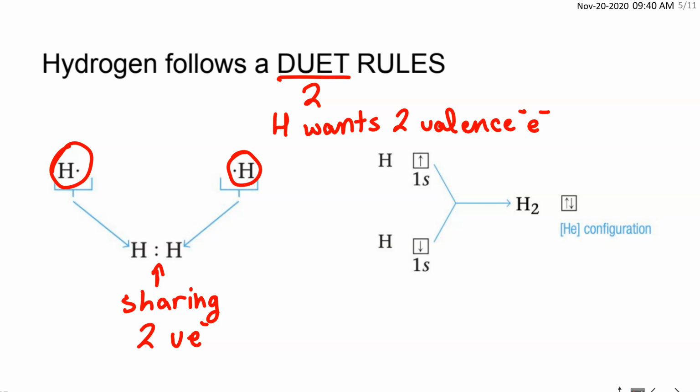And if we look at the orbital diagram, this kind of makes sense. We have 1s1, 1s1, okay? And they're going to come together to form H2. So now it's a configuration where they're sharing or overlapping those valence electrons and now looks like helium. Hydrogen is one of the very few elements that follows the duet rule. We're not going to really get into the other ones, okay, because it wants to look like helium. Okay, hopefully that makes a little sense.